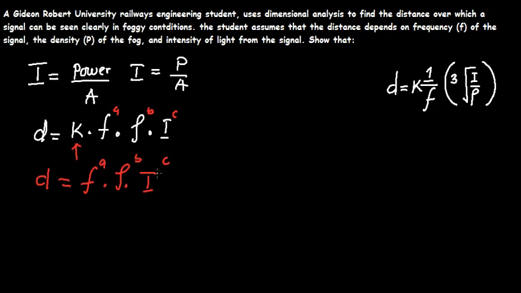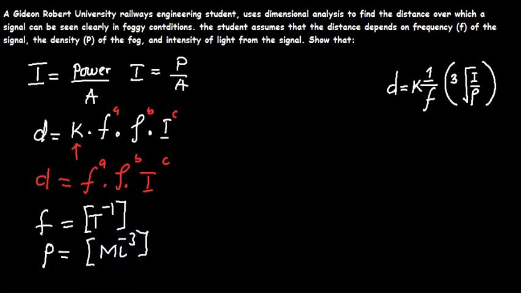So at this point, the first thing which we need to do is to identify the dimensions of each of the values here. Starting with the first one, which is the frequency. For the frequency, the dimension is going to be T to the power of -1. And the dimension of density is simply going to be ML to the power of -3. What about the dimension of the intensity? For the intensity, this is going to be MT to the power of -3. Notice that this is ML, this is MT, and that's the difference.